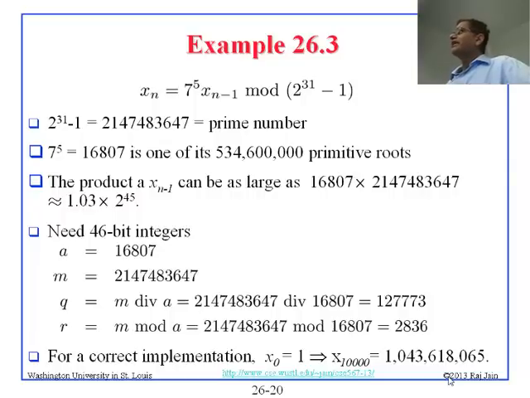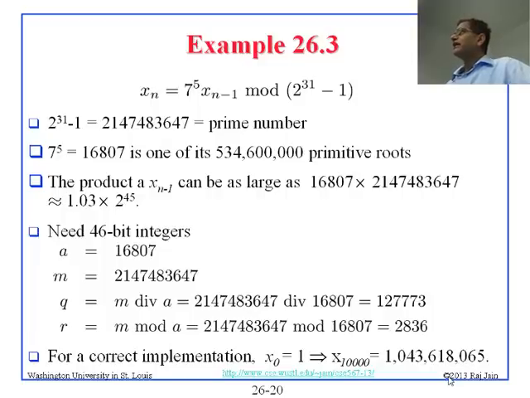Now, all we want to do right now is to implement this thing. But the problem is, if you implement this without thinking, then you take a number which is close to this and multiply by this number, 16,000, it will overflow your machine. Right, you have a 32-bit machine. This one is less than 32-bit. This one is less than 32-bit. This one is less than 32-bit. But the product of these two is more than 32 bits. All right? So you can't do that.